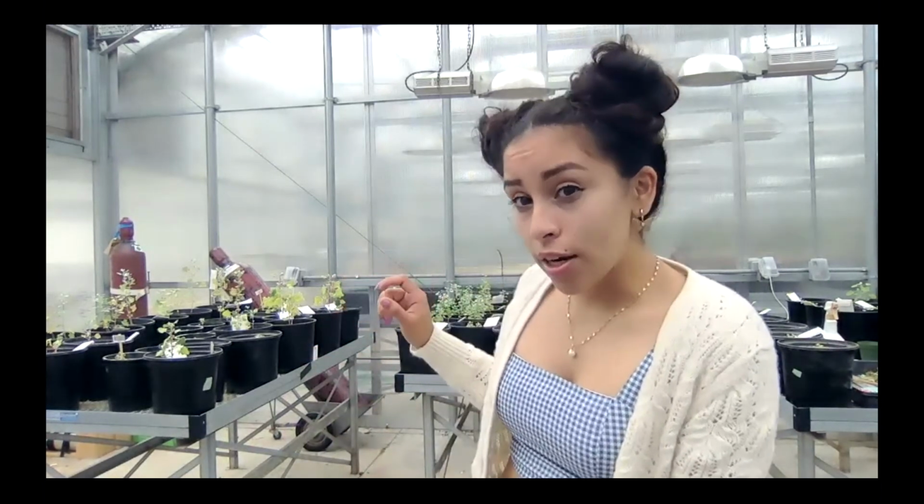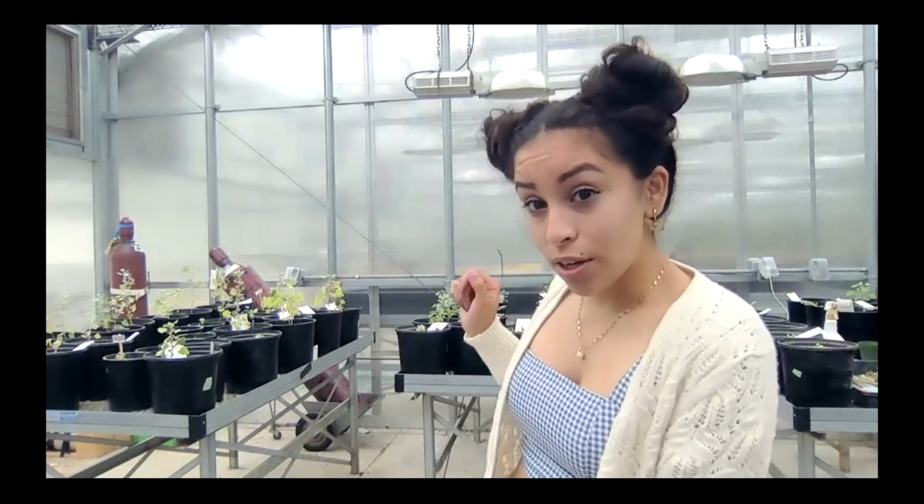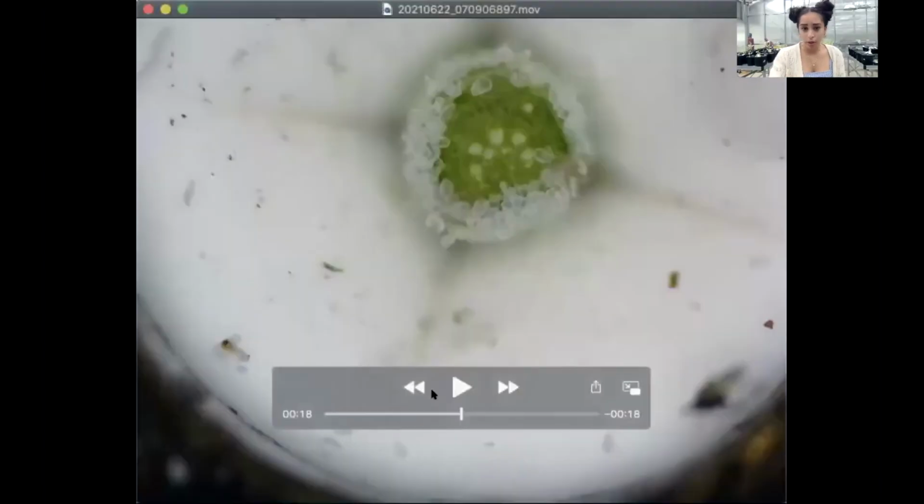So we measure turgor loss point and osmotic potential by doing pressure volume curves. These pressure volume curves allow us to measure at what level of water stress each of these populations can really handle. Now, I'm going to show you a video about how this works a little bit.